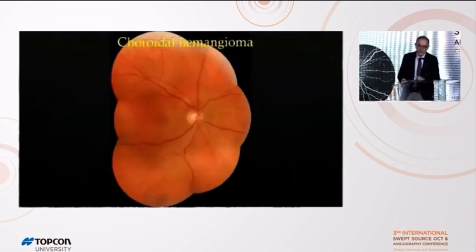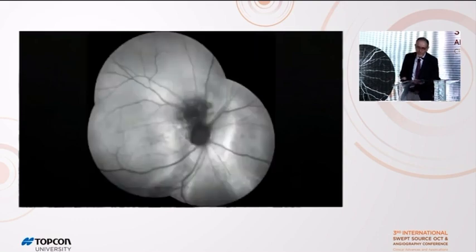Choroidal hemangioma is also a common benign intraocular tumor in adults. Here you can see a hemangioma, an orange-shaped tumor located superior to the optic nerve. And this is autofluorescence imaging showing that the lesion is mostly hypoautofluorescent. There are also some changes here from prior subretinal fluid, I presume.